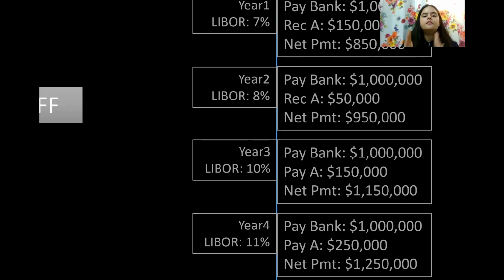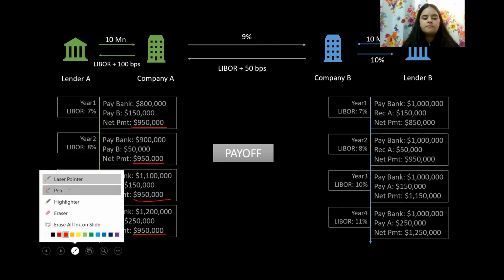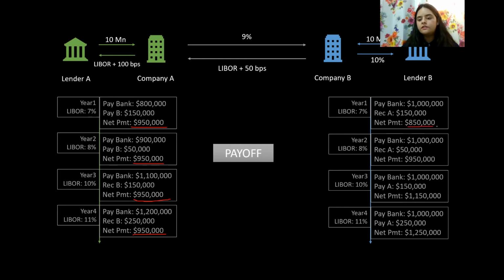pay variable interest rates. With interest rates increasing in the market, the net cash outflows for company B have also increased, resulting in these increased payments of 850,000 in year one, 950,000 in year two, 1,150,000 in year three, and 1,250,000 in year four. So with the interest rate increasing, the payments have also increased, which is the scenario of paying variable interest rates.